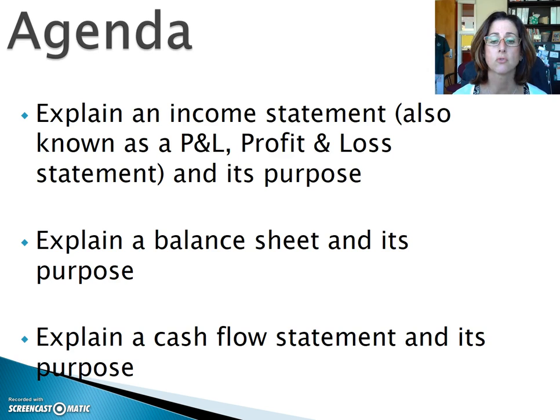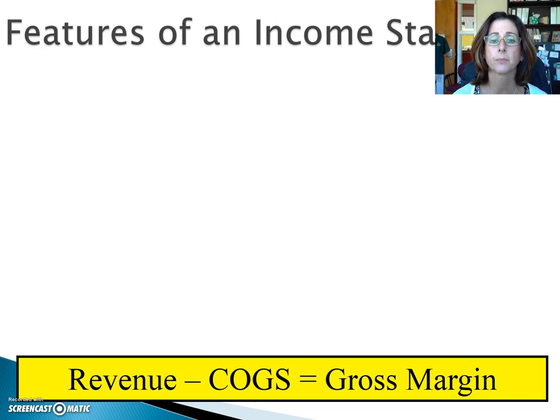And what it's used for in determining the financial health of a company, each one of the financial statements. You need to have all three in order to have an accurate picture.